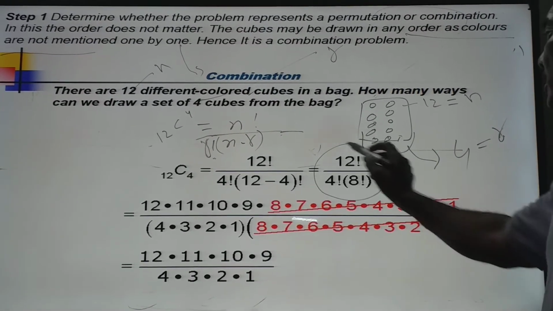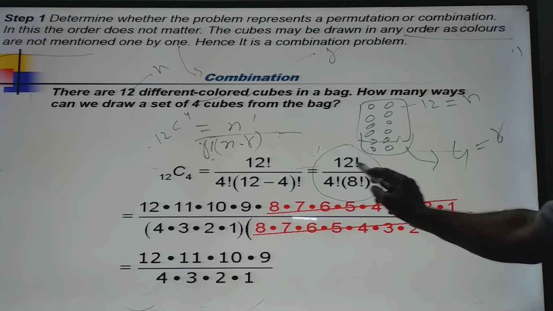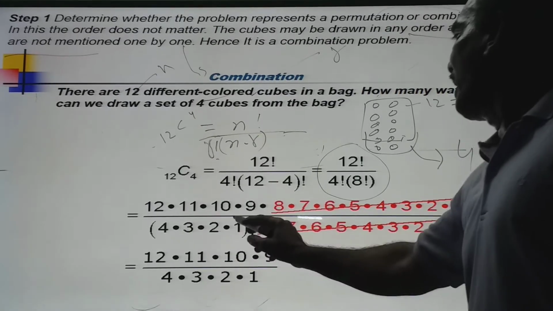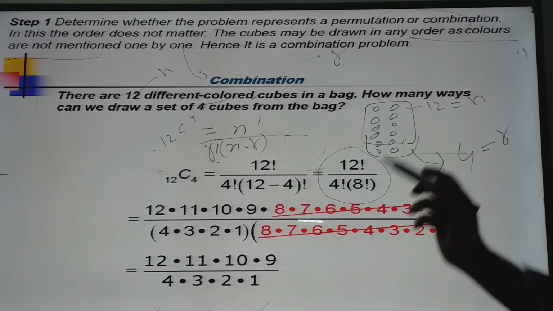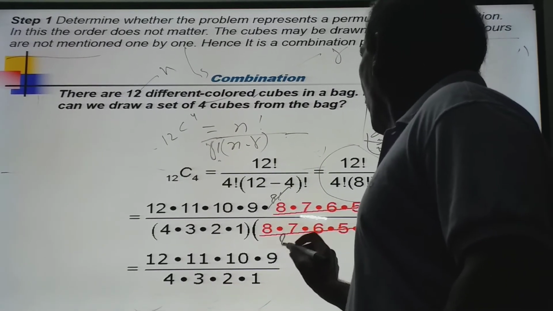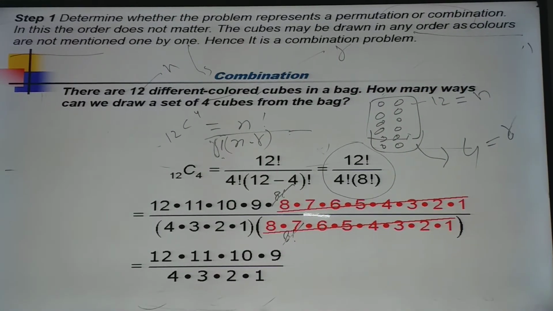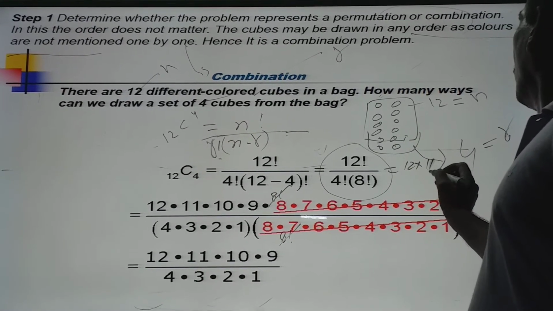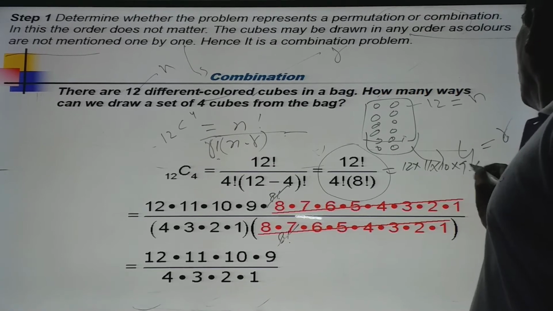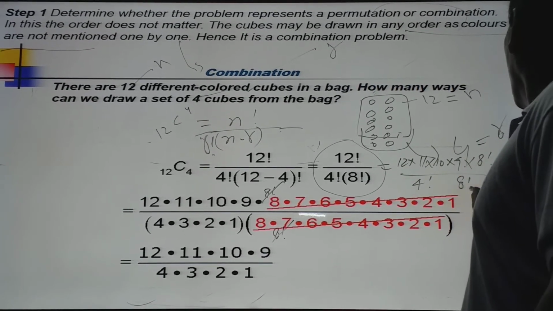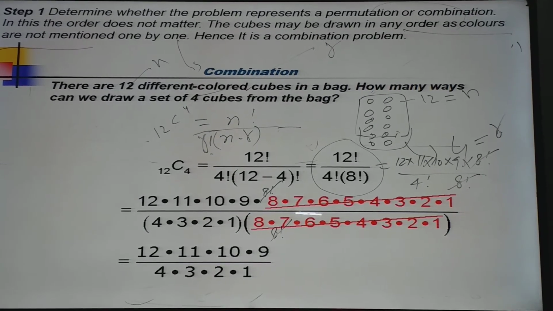So this is how it is. Now you expand 12 factorial up to 8 factorial. Don't go beyond 8 factorial. So 12, 11, 10, 9, 8, 7, 6, 5? No, there is no need. You should have written 8 factorial here, and this 8 factorial can be divided by the other 8 factorial. So you can simply write 12 into 11 into 10 into 9 into 8 factorial. Below you have 4 factorial and 8 factorial. This 8 factorial divides and you get 1.